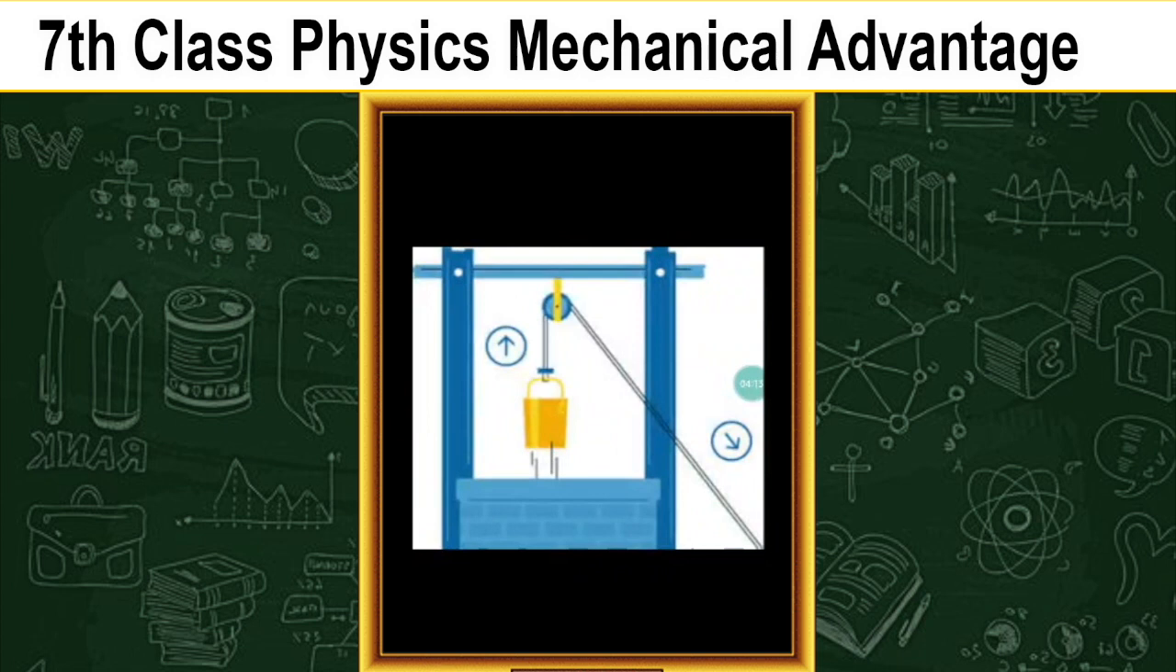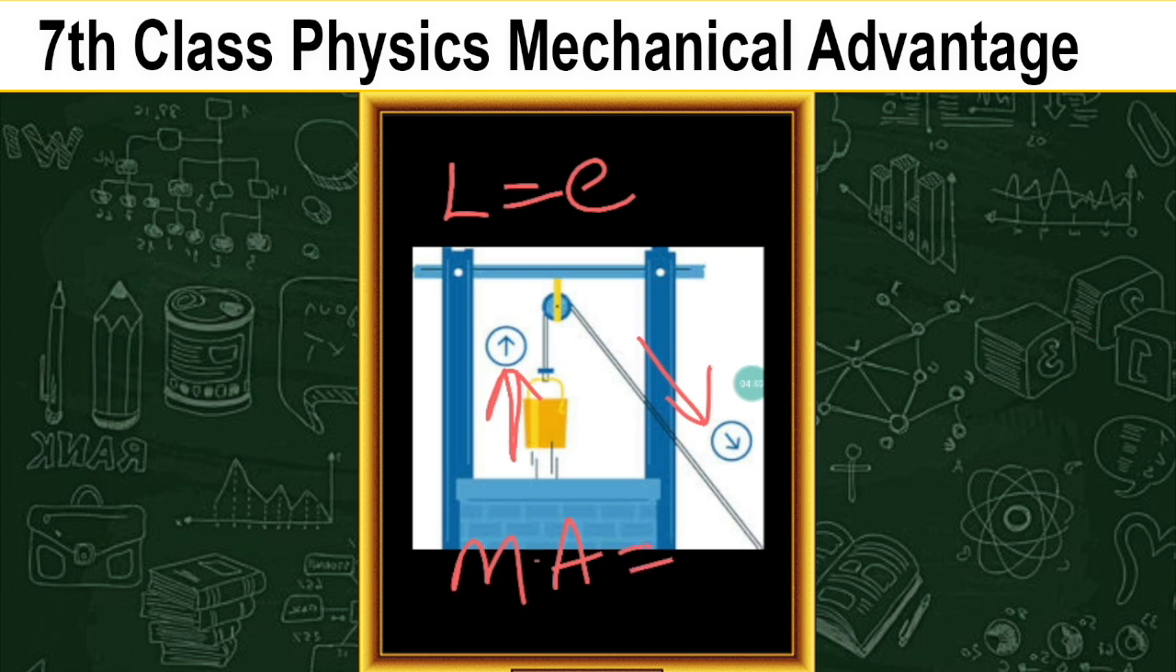And this is the example for case 2. What is case 2? Load is equal to effort. When we lift a bucket from the well, the load will be equal to effort. So load and effort are equal. What is the mechanical advantage? We already know that mechanical advantage means load by effort. Both are equal, so the mechanical advantage is equal to 1.